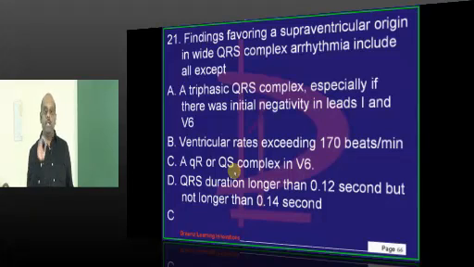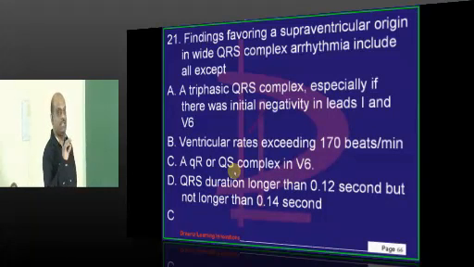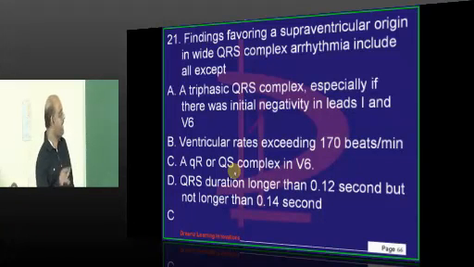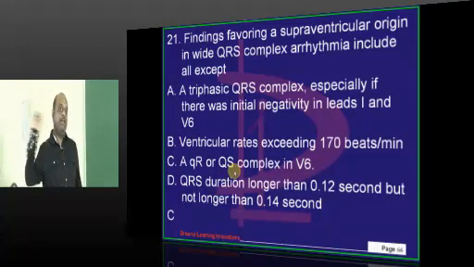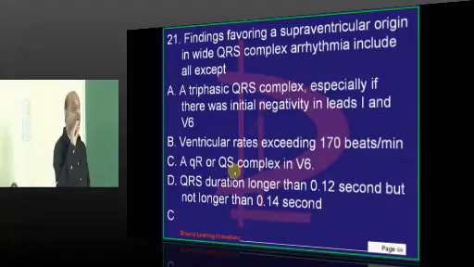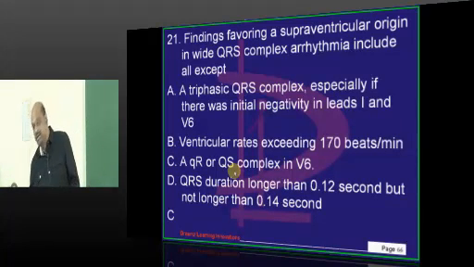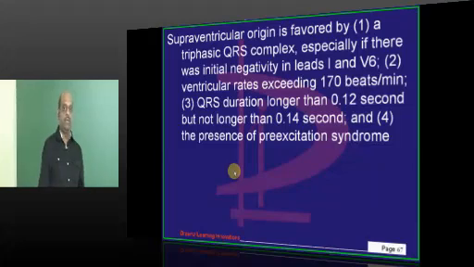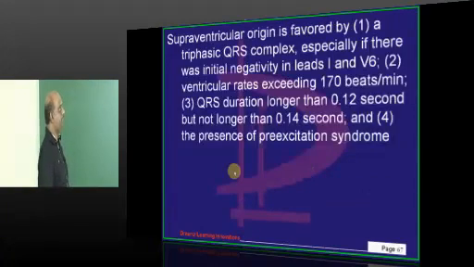QR or a QS complex in V6 is more in favor of a VT. That's what we discussed. Deva thought it as D. More than 0.14 is VT, doctor. 0.12 to 0.14 is SVT. So D is not the answer. The exception is C, which is QR or QS complex in V6, which is in favor of VT.